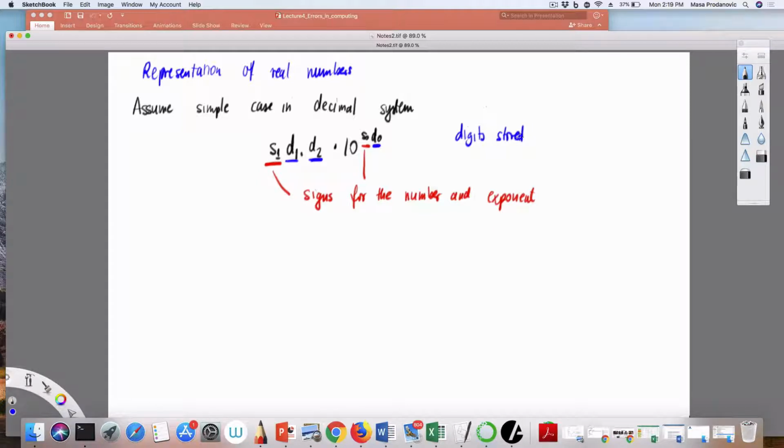So what now happens? What is the largest value if I'm in this limited system? What is the largest number I can store in the decimal system? I'm obviously limited. So I put the largest digits I can, which is 9 in the decimal system, and I put them everywhere, and I use positive signs, right? So my largest value is 9.9 times 10 to the 9. That's the largest positive value.